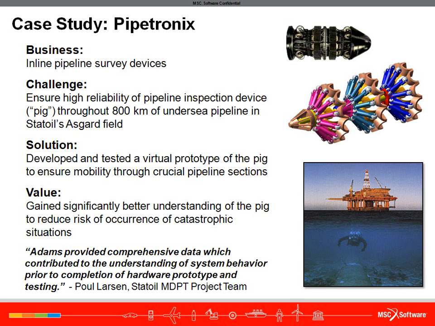Moving on, Pipetronics, now a part of GE Energy, used Atoms to model inline pipeline survey devices called pigs. Pigs travel through the inside of oil and gas pipelines for multiple purposes, including damage detection, so that pipeline engineers know exactly where critical flaws may be located along hundreds of kilometers of pipeline. Pigs can either be self-propelled or pushed along by the flow of oil and gas.